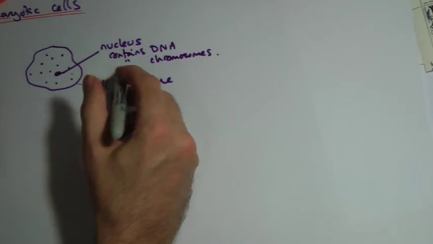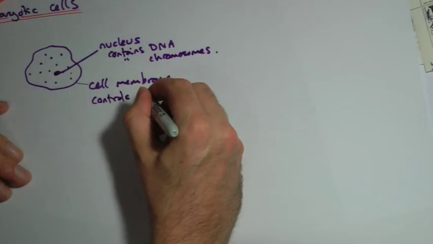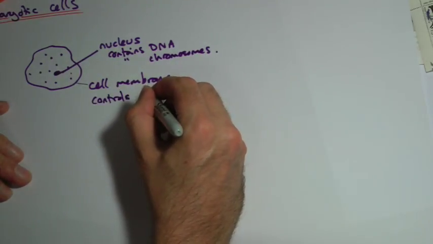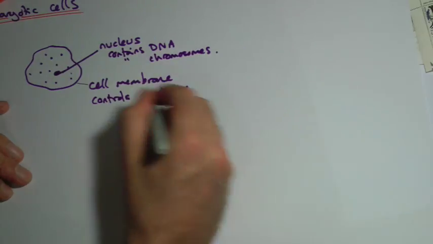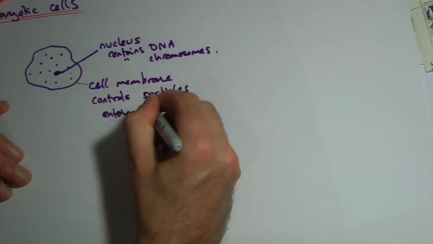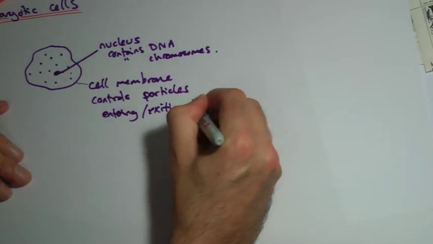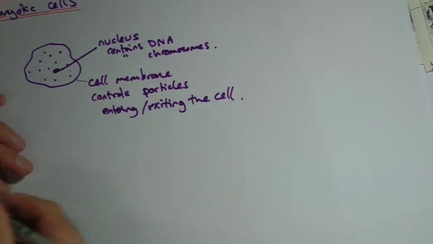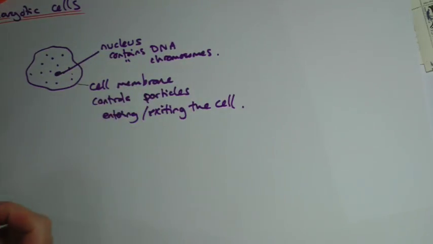The cell membrane controls what goes in and out of the cell. I was going to say substances, let's put particles. Particles entering and exiting the cell. Might seem an odd choice of words, there is a reason for that. It won't become important until A level, but there we go.